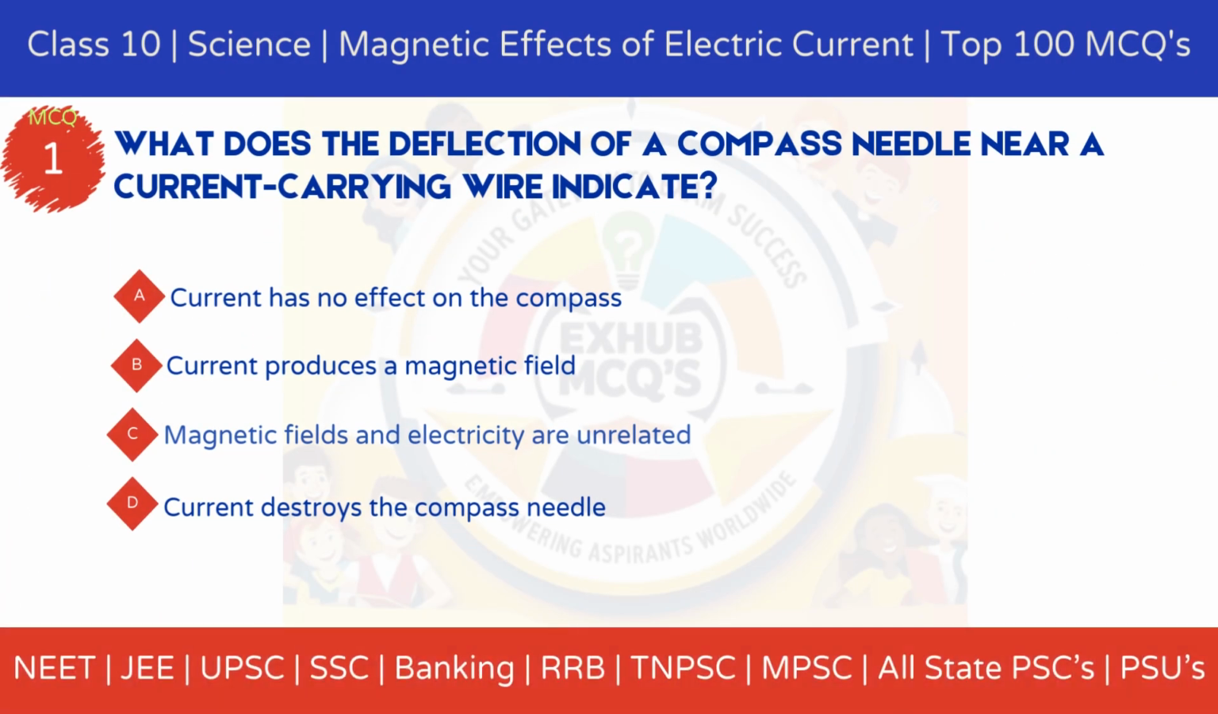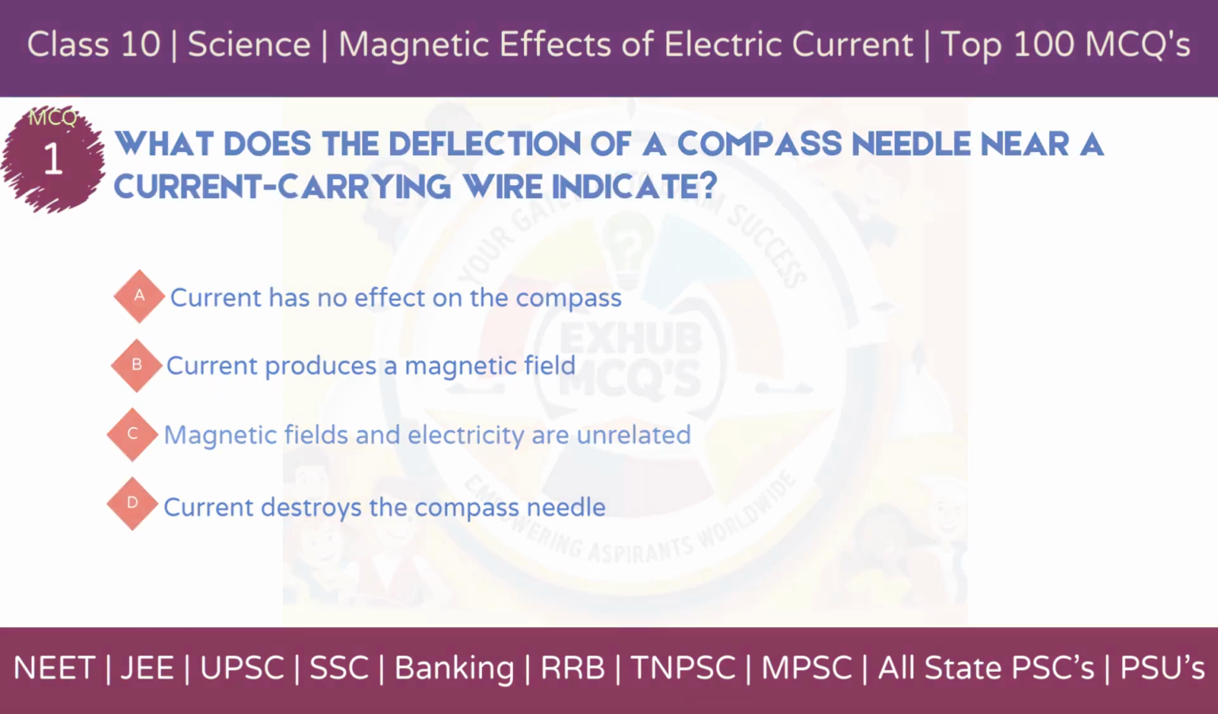1. What does the deflection of a compass needle near a current-carrying wire indicate? Option A. Current has no effect on the compass. Option B. Current produces a magnetic field. Option C. Magnetic fields and electricity are unrelated. Option D. Current destroys the compass needle.